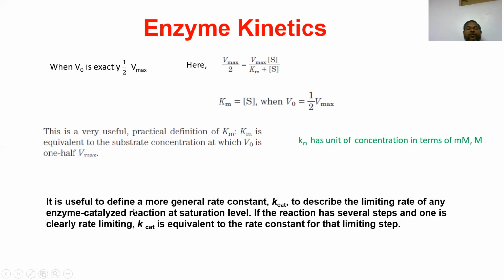It is useful to define a more general rate constant that is called Kcat. So Kcat describes the limiting rate of any enzyme-catalyzed reaction at saturation level. If the reaction has several steps and one is clearly rate limiting, then Kcat is equivalent to the rate constant for that limiting step, meaning the slow process.